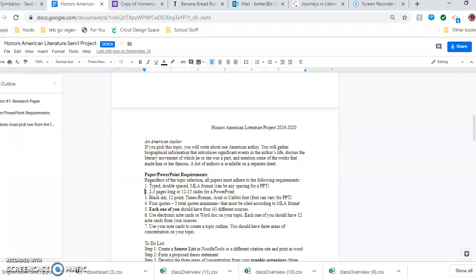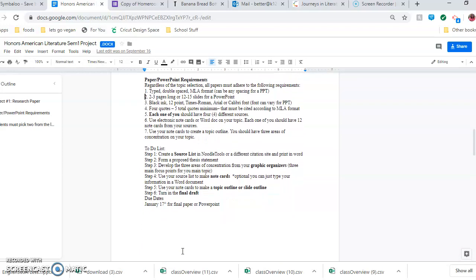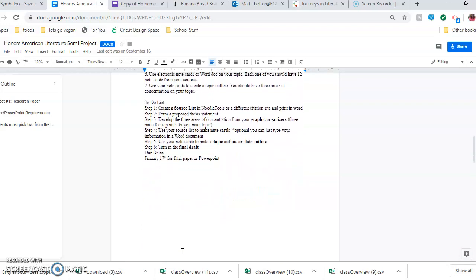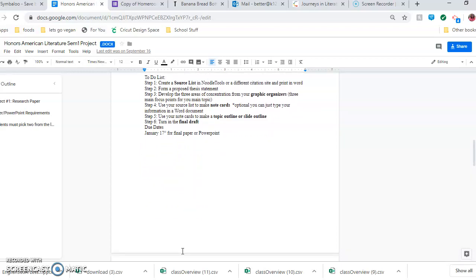Okay, going back here. You don't really have to worry about the topic outline. It's just kind of to help you. So basically, you don't have to use NoodleTools. You can use any citation.